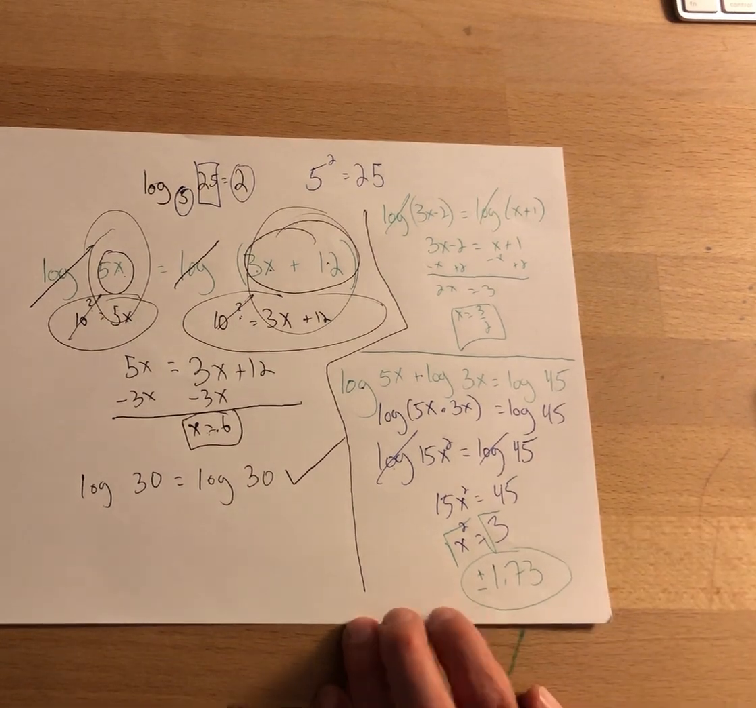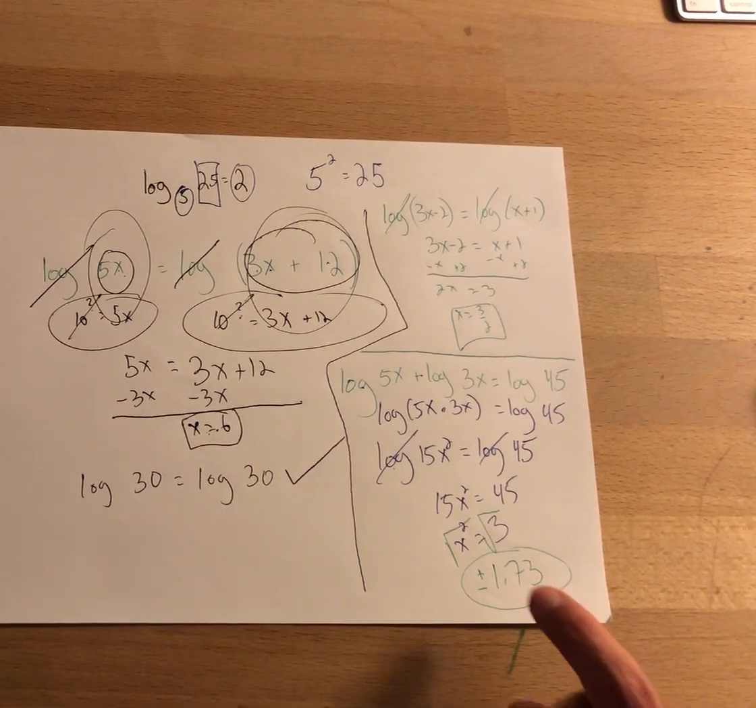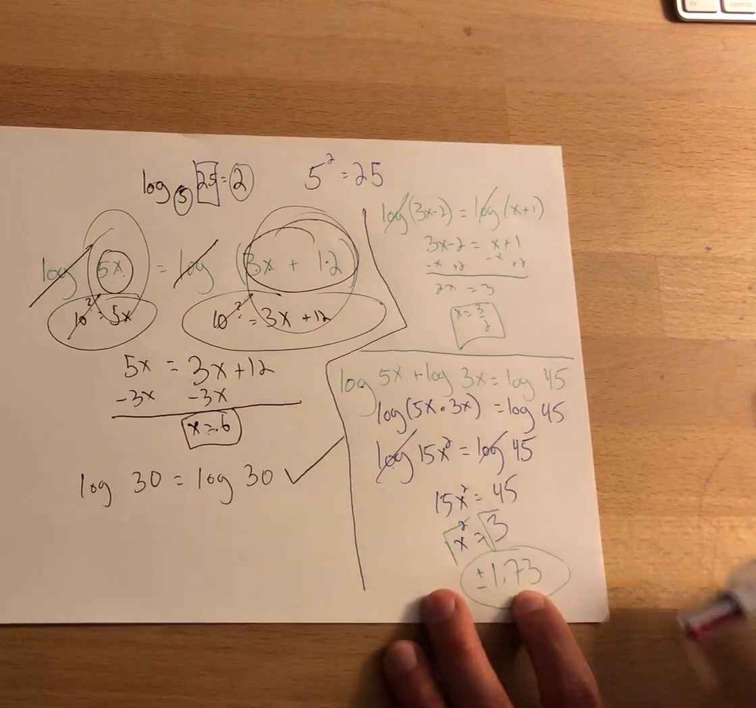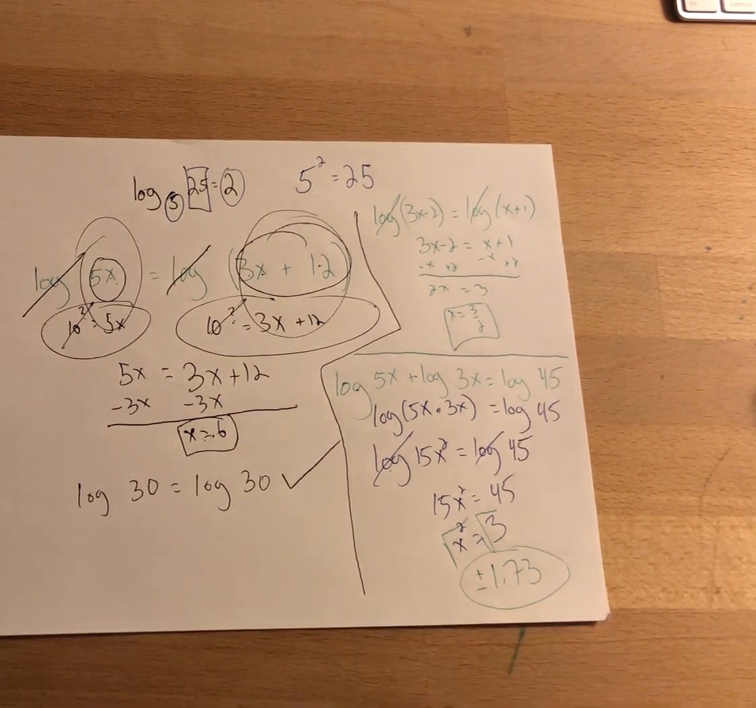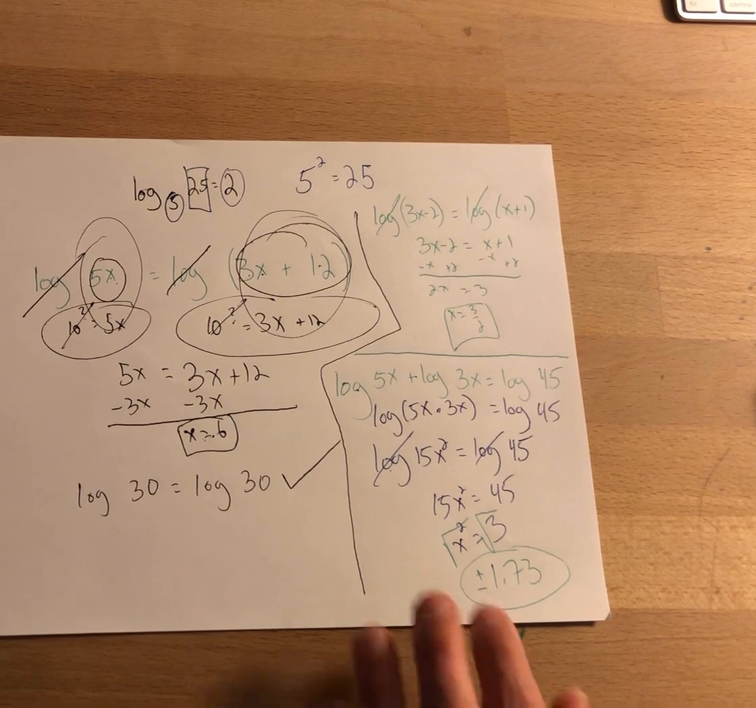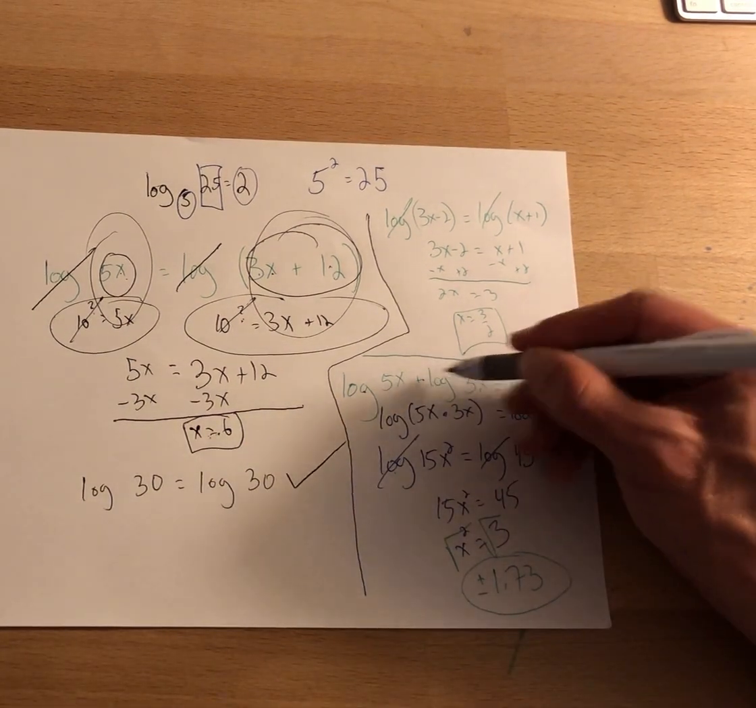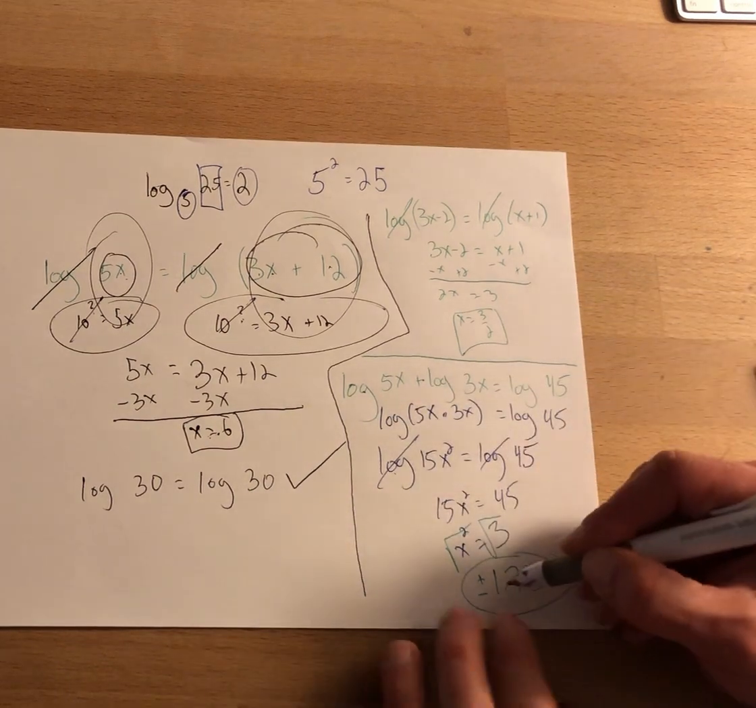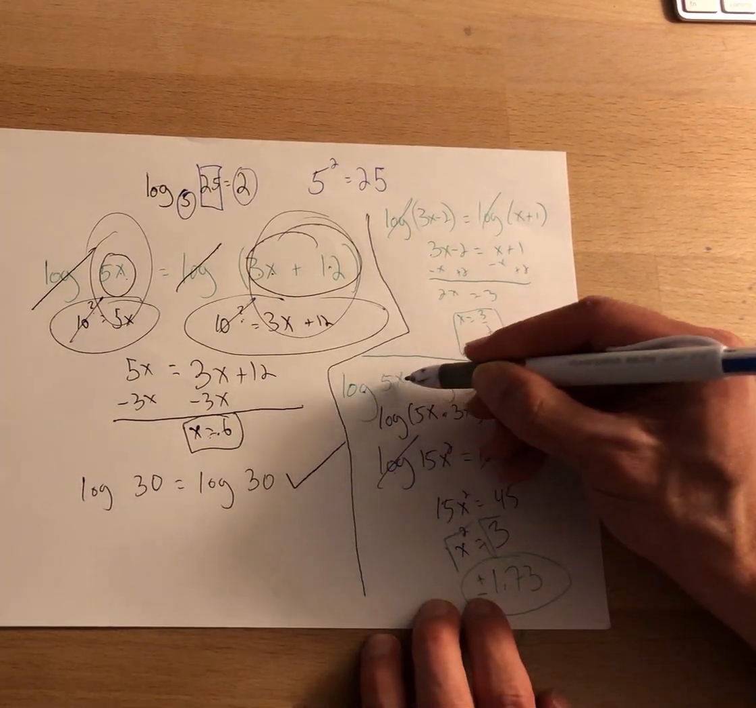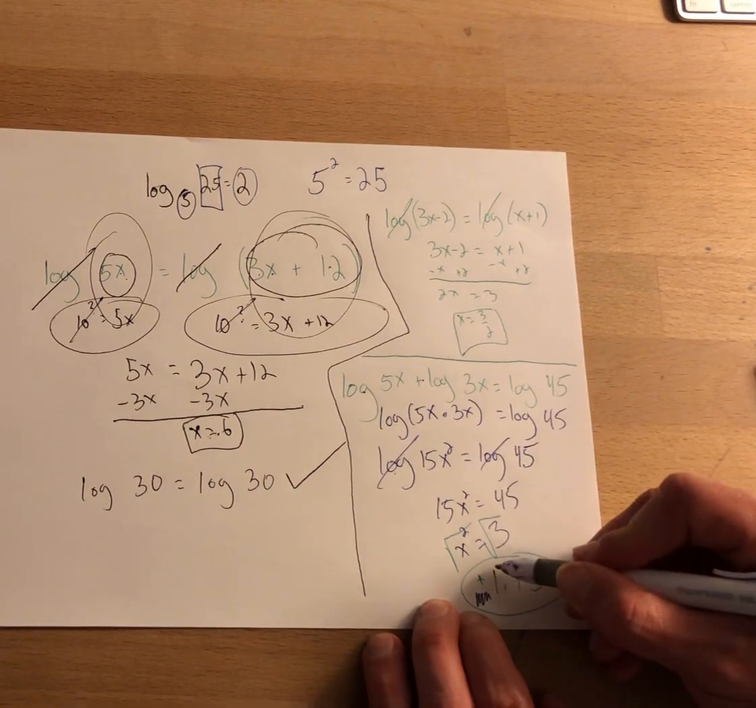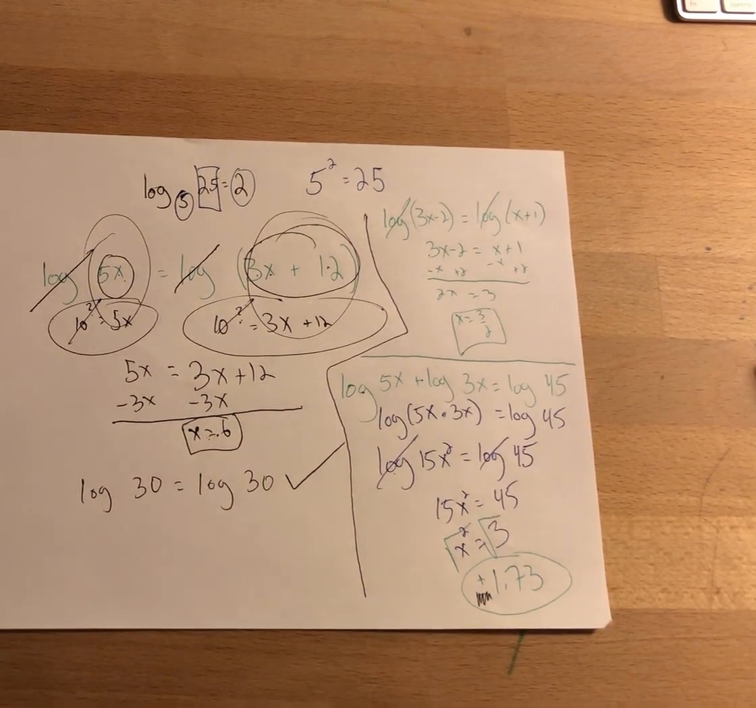This is technically the answer, but you cannot have a negative log as the answer. One of these answers is extraneous. How do you know which one is extraneous? If you plug in this positive 1.73, you won't get a negative log. But if you plug a negative 1.73 into here or into here, you're going to get a negative log. So therefore, the only answer is a positive 1.73.